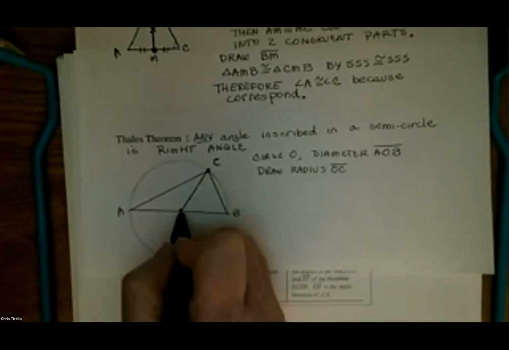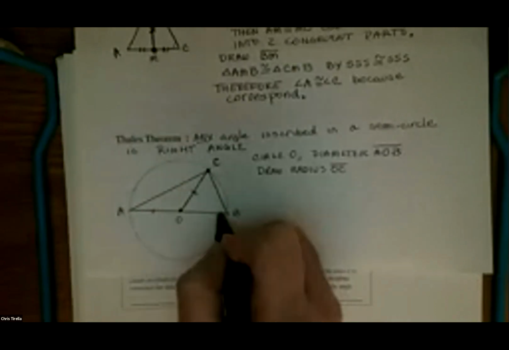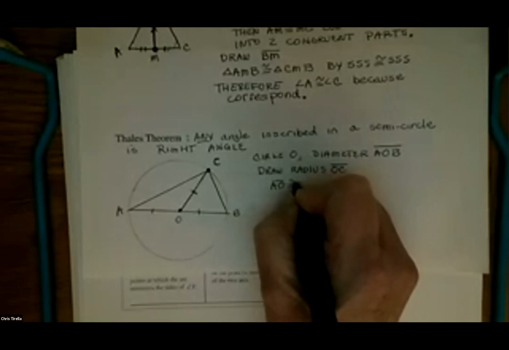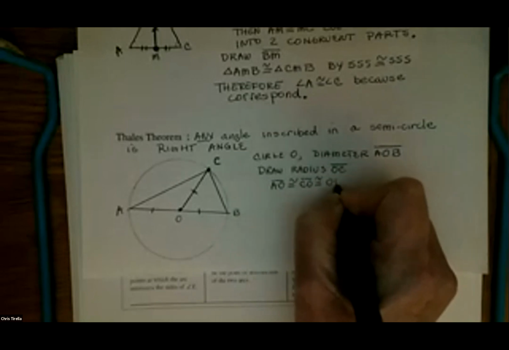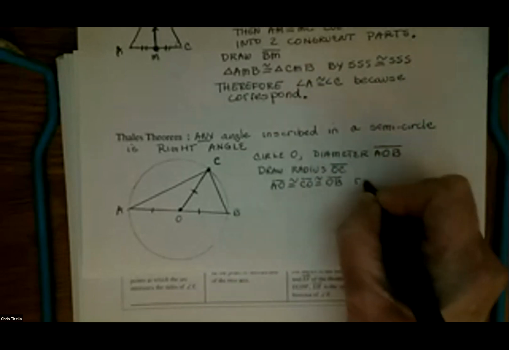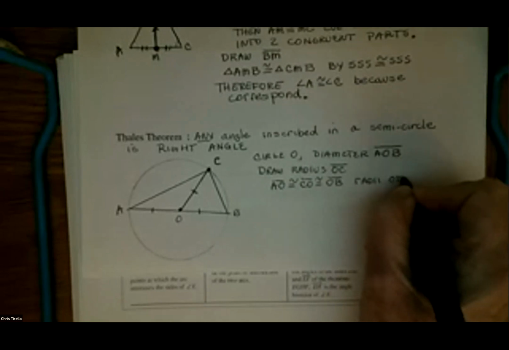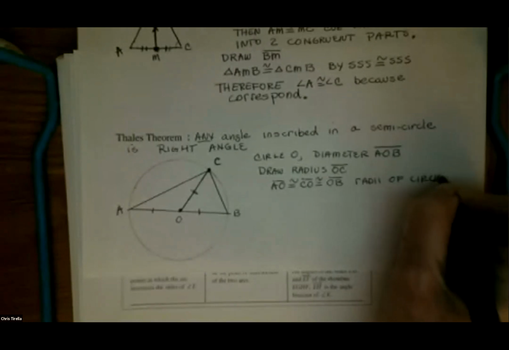Now, OA is a radius, OC is a radius, OB is a radius. So, doesn't it have to be the case that AO is congruent to CO is congruent to OB because they're radii of the same circle. So far, so good.